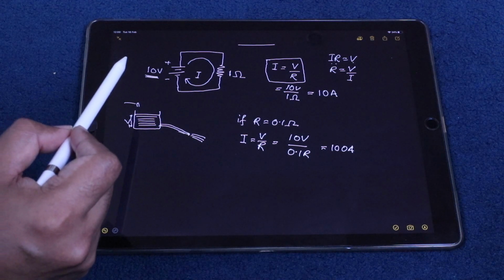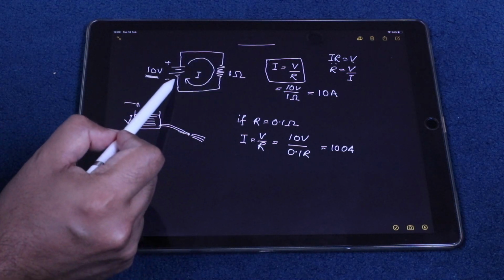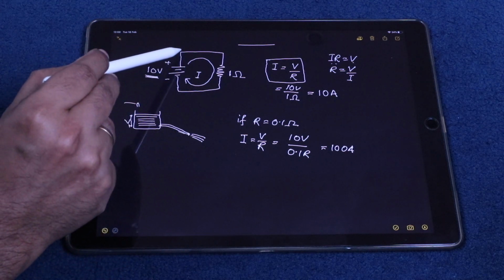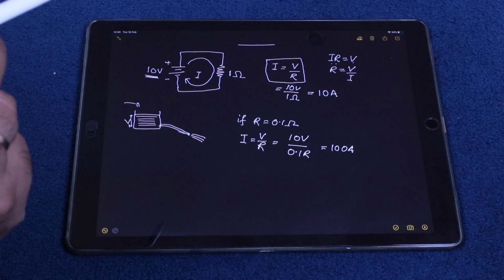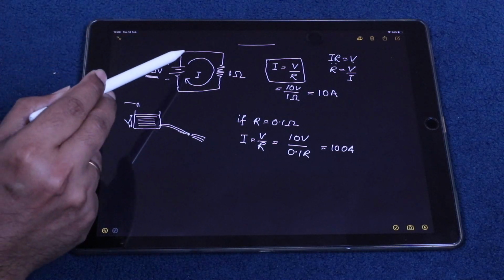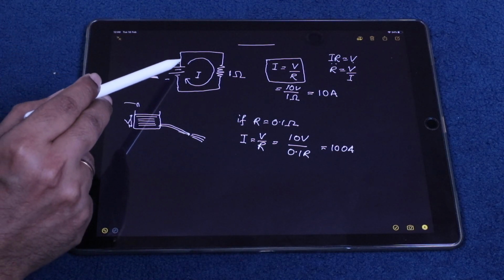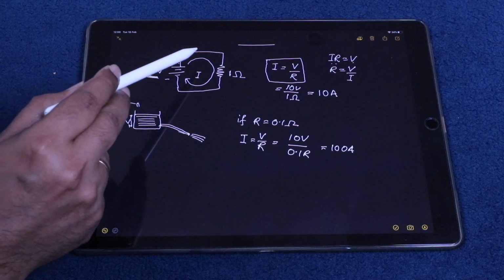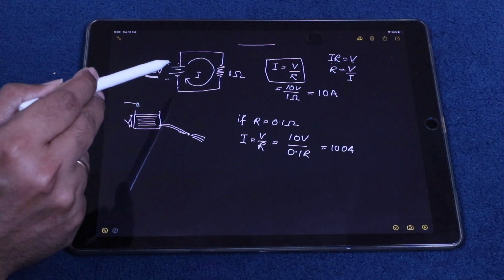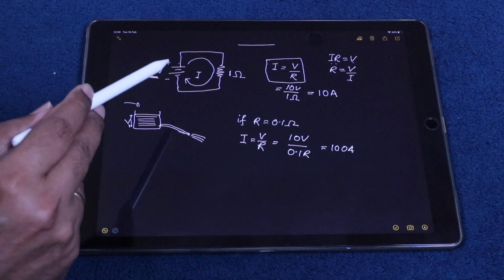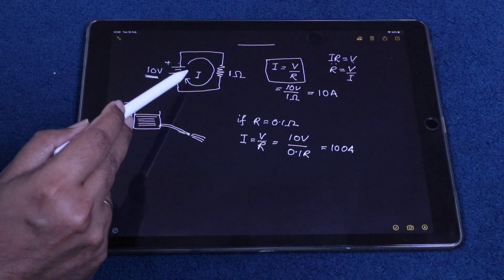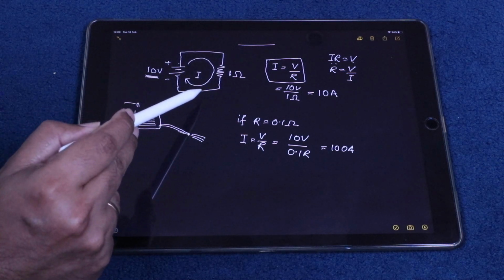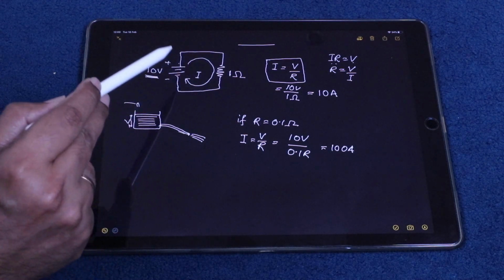So in a loop like this, if you take a multimeter to measure the voltage, if you put the meter across a battery, you'll measure 10 volts. If you put the meter on different places in the circuit, you'll measure different voltages. The voltage is not constant. But because this circuit is a closed loop, the current is constant.